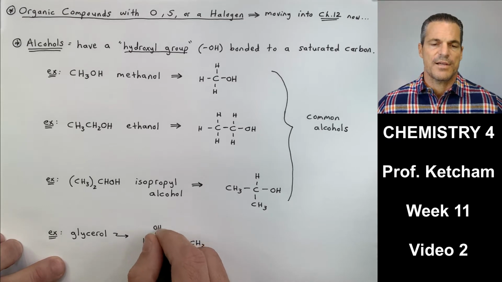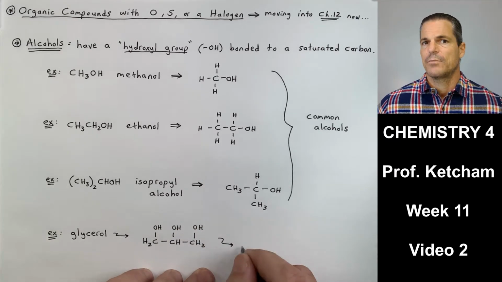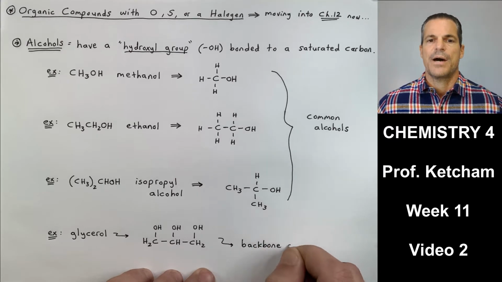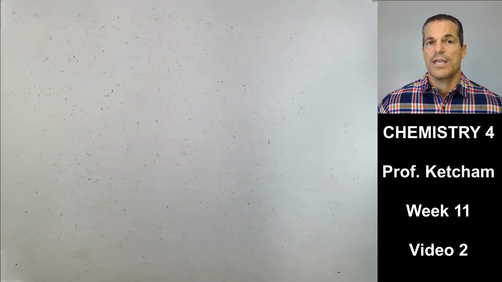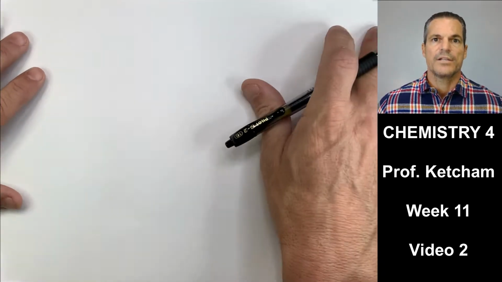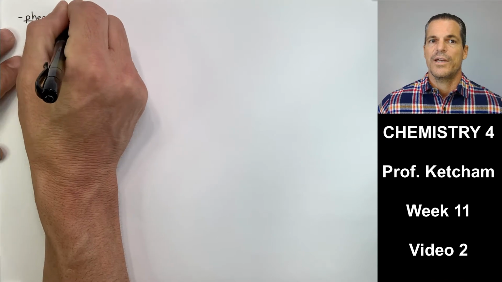All right, next example, the 4th one there is glycerol. I'm including it because later on in the course this is important as a backbone for fats when we talk about lipids in the biochem portion of this course. It's just a 3-carbon alkane, but it's got OH, OH, OH on it, so it's no longer an alkane, it's an alcohol. 3 OHs makes it a triol.